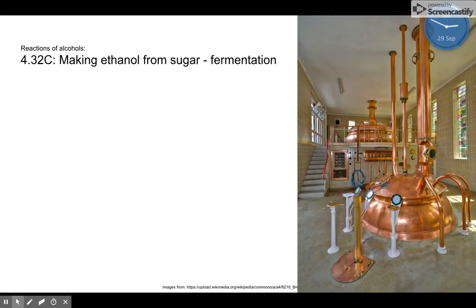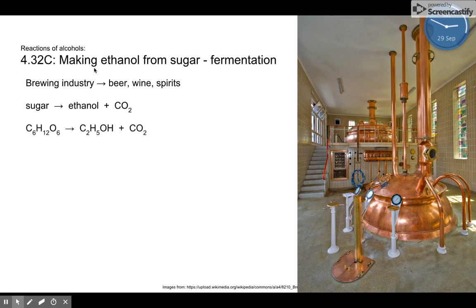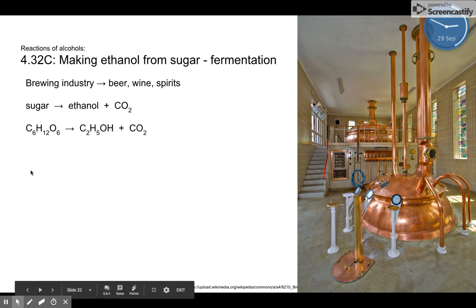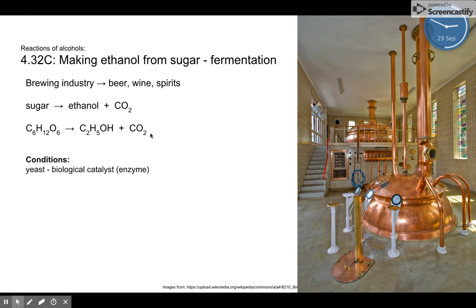Making ethanol from sugar is called fermentation, and that's predominantly used in the brewing industry for making beer, wine, and spirits. And essentially the reaction is reacting sugar to produce ethanol plus carbon dioxide. Here's sugar. You should know from your biology C6H12O6. And what we've got is the carbon dioxide being released in the presence of yeast, which is a biological catalyst. It needs to be around about 35, 37 degrees Celsius. That's the ideal temperature for yeast to react.